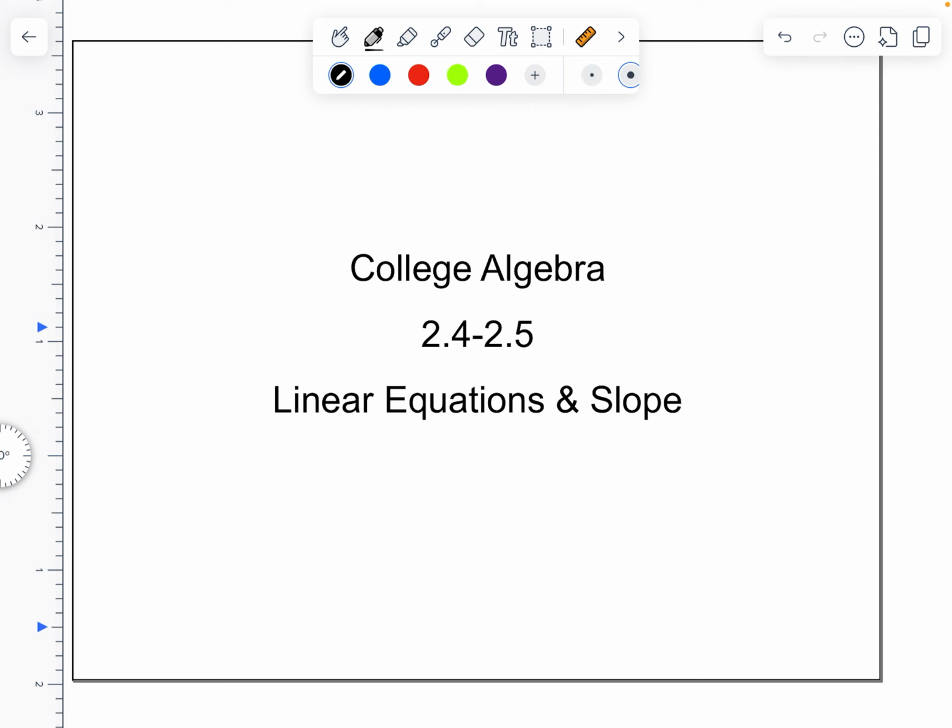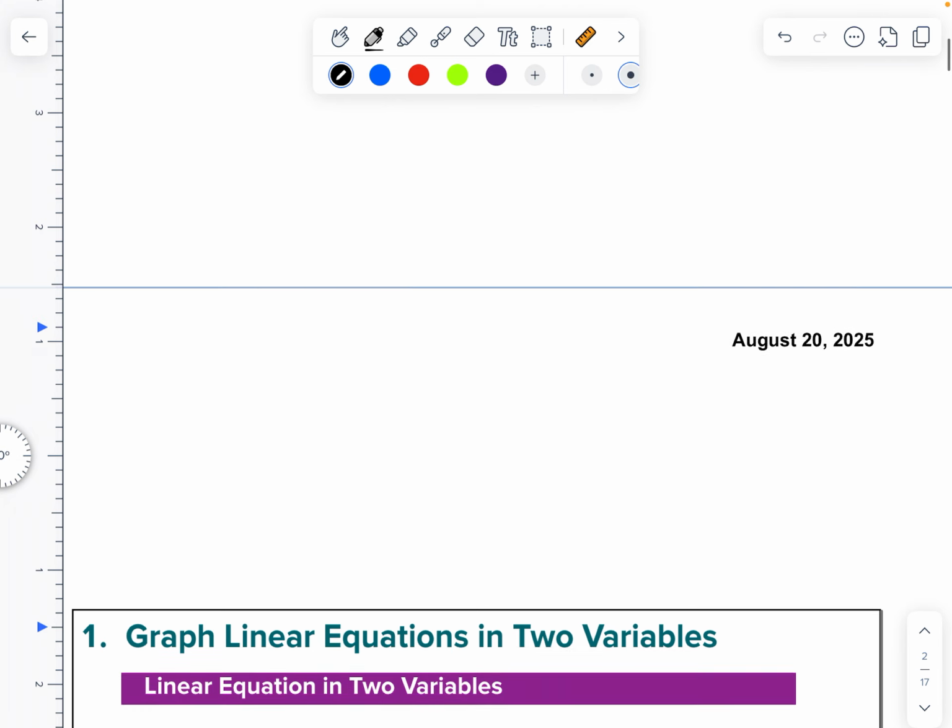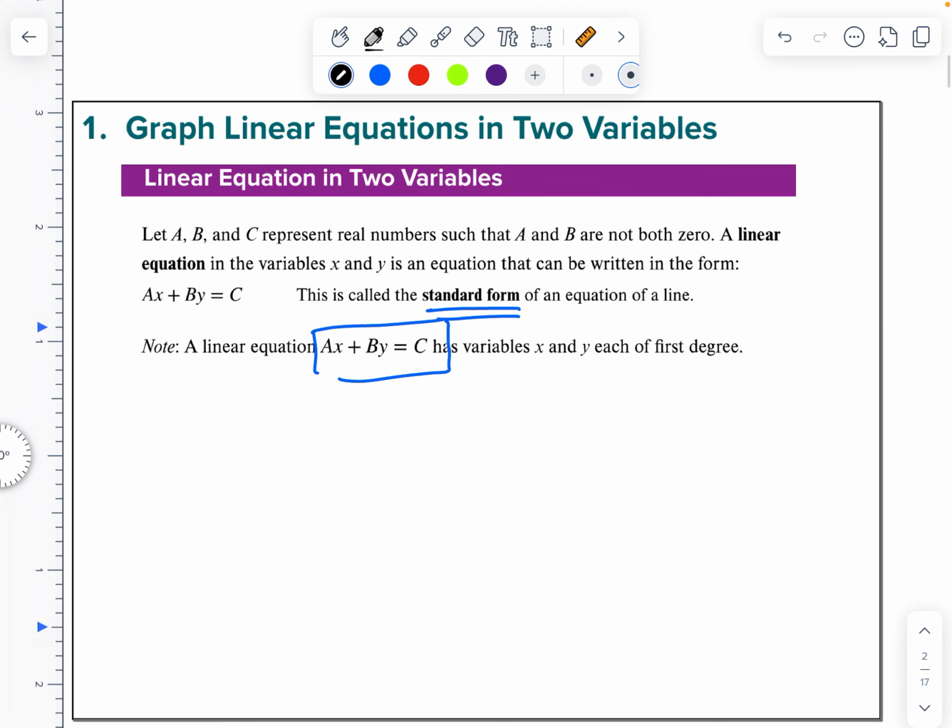A lot of things that we see today you should be very familiar with, like slope, intercept, and things of that nature. We're starting off with equations, linear equations in standard form. And standard form is what I have circled here in blue. Ax plus by equals c. What's going to happen is, at the end of the day, you're still going to have an x and you're still going to have a y in that equation.